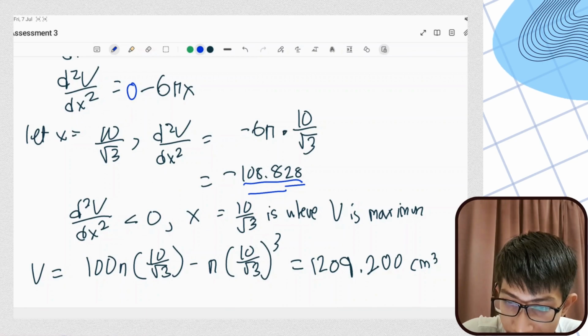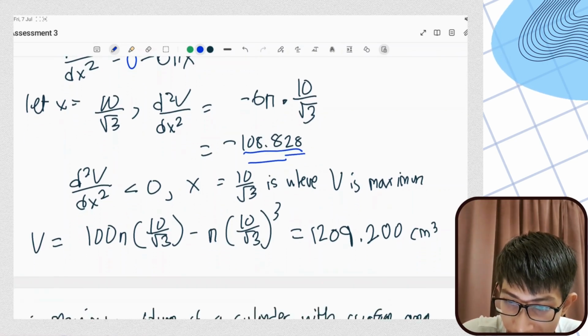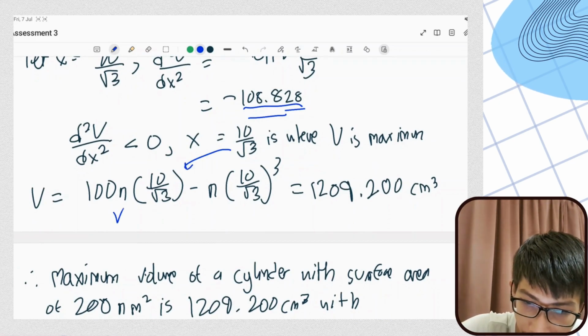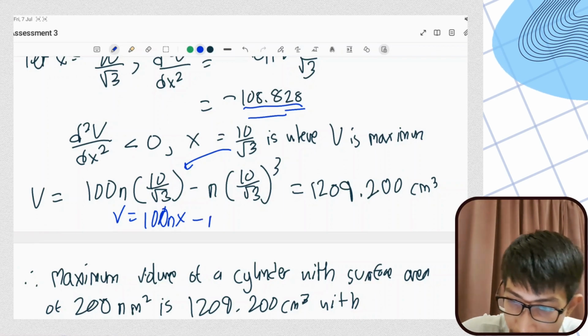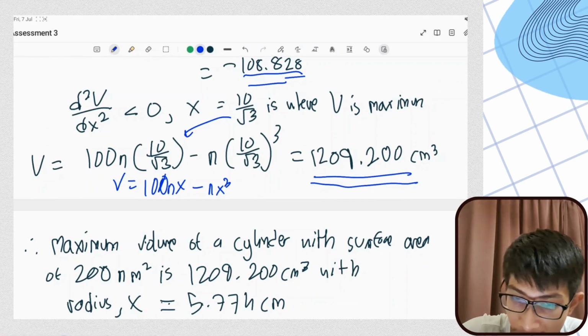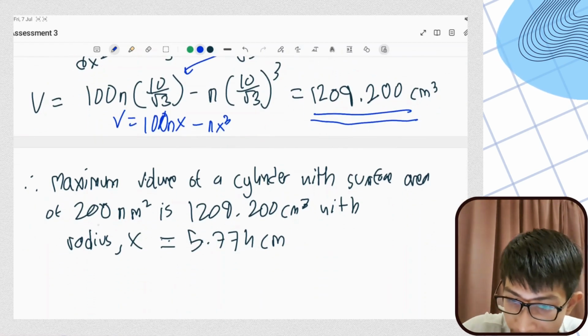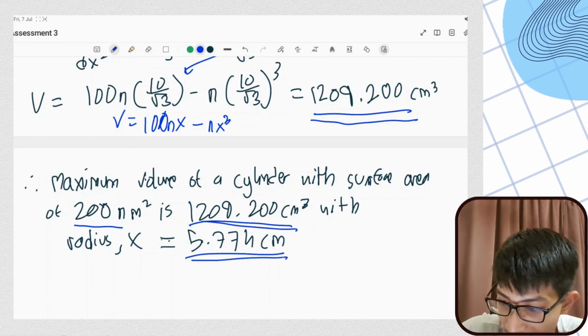Since this value is negative and therefore less than 0, we know that this value of x will give us the maximum volume. So we will put back this value of x into the original equation V equals 100 pi x minus pi x cubed, which will give us the volume of 1209.200 centimeters cubed. So the maximum volume of a cylinder with surface area of 200 pi meters squared is equal to 1209.200 centimeters cubed with a radius of 5.774 centimeters.